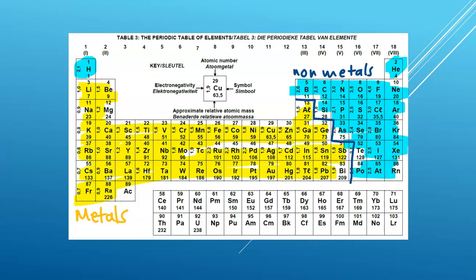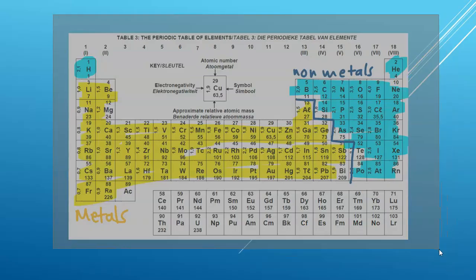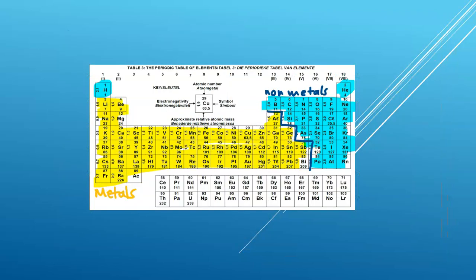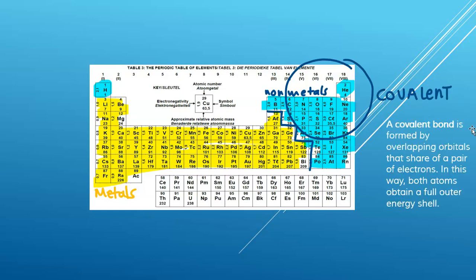Okay, so let's just make a little summary. We have three types of bonds that we can look at in chemistry. The first one is when only the non-metals bond together. So when you have two or more monsters bonding together, we call that covalent bonding. And we actually have a definition for covalent bonding. A covalent bond is formed by overlapping orbitals that share a pair of electrons. In this way, both atoms obtain a full outer energy shell.